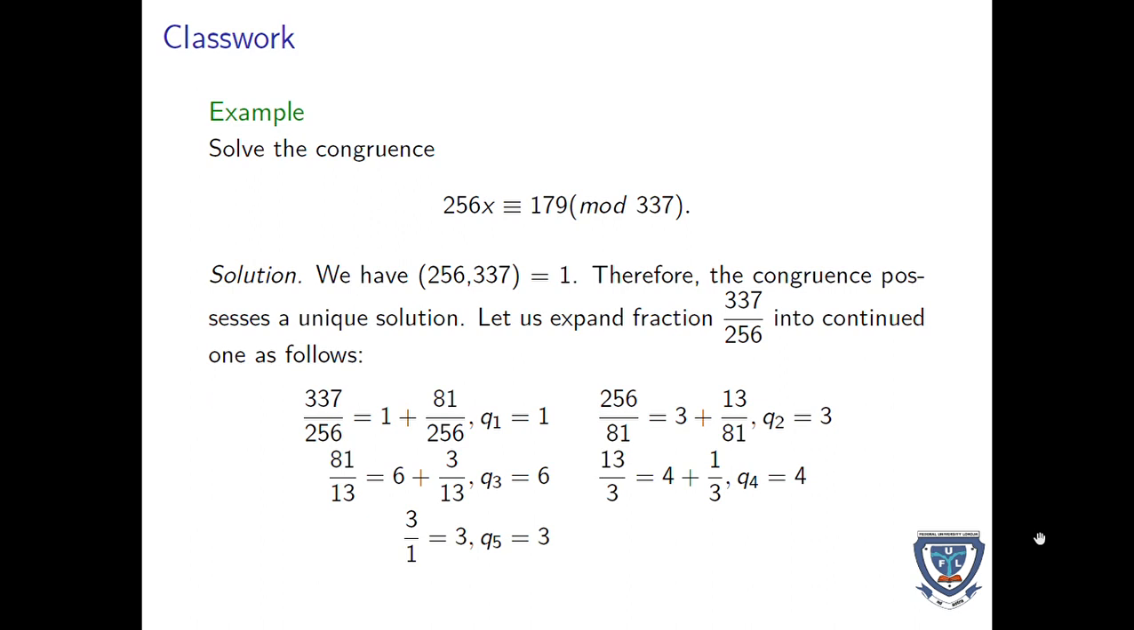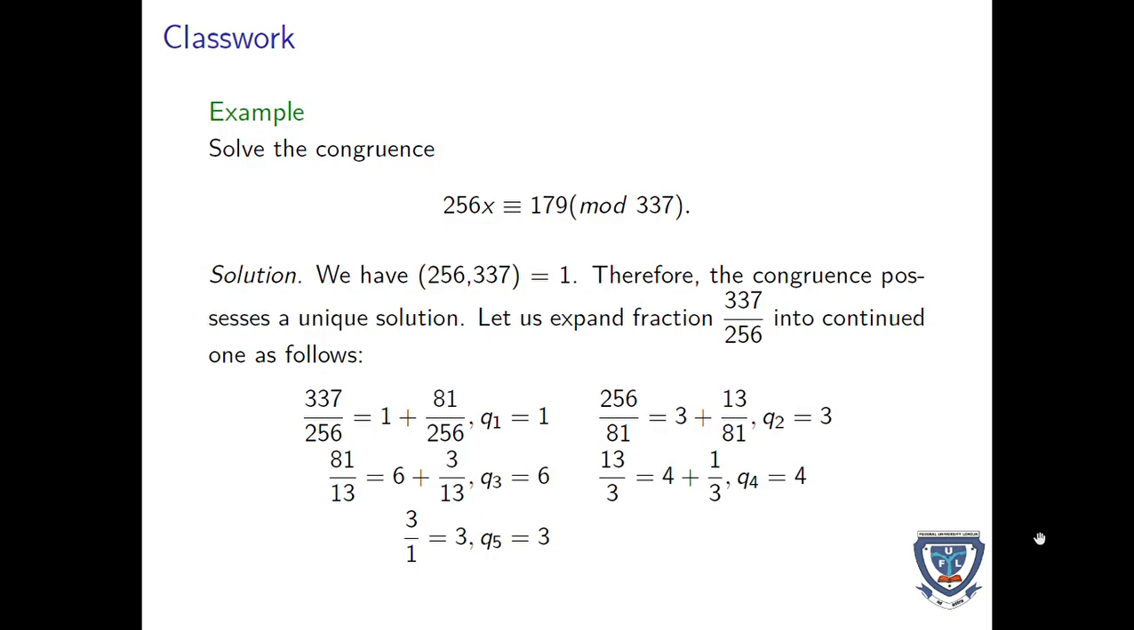Let's take an example to demonstrate the proposition. Solve the congruence 256x is equal to 179 modulo 337. Solution: we have that the GCD of 256 and 337 is 1. Therefore, the congruence possesses a unique solution. Let us expand the fraction 337 over 256 into a continued fraction as follows.